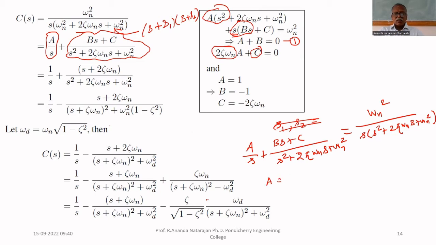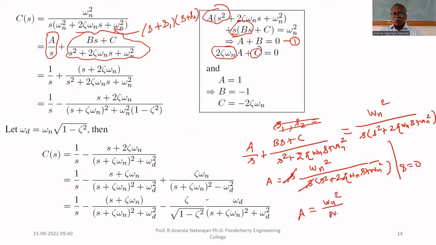A equal to what? A equal to S multiplied by omega n square upon S multiplied by S square plus 2 zeta omega n S plus omega n square, where S equal to 0. This is getting cancelled. If you put S equal to 0, A equal to omega n square upon omega n square, which equals 1. So A equal to 1 we got.